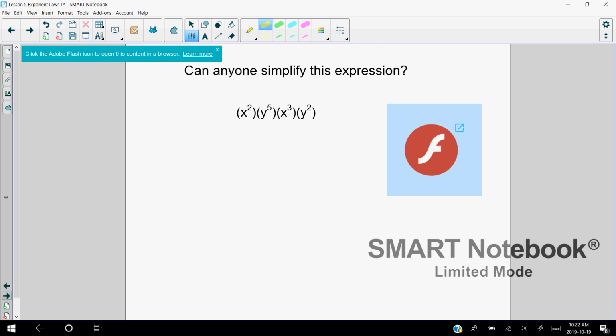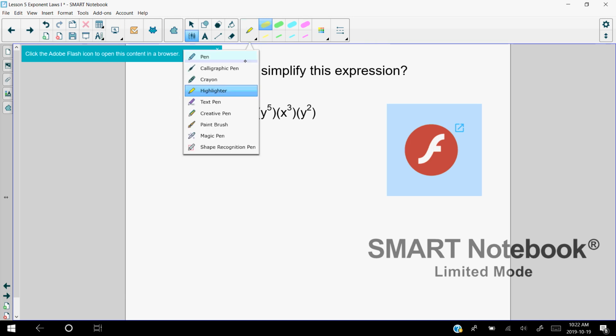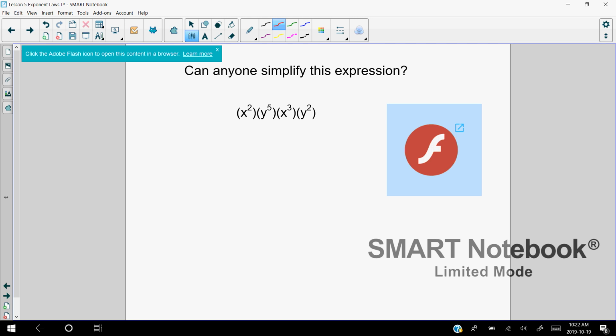Can anyone simplify this expression? We have x to the power of 2 times y to the power of 5 times x to the power of 3 times y to the power of 2. So remember, only things with the same base can be simplified. So my x's have the same base and my y's have the same base.